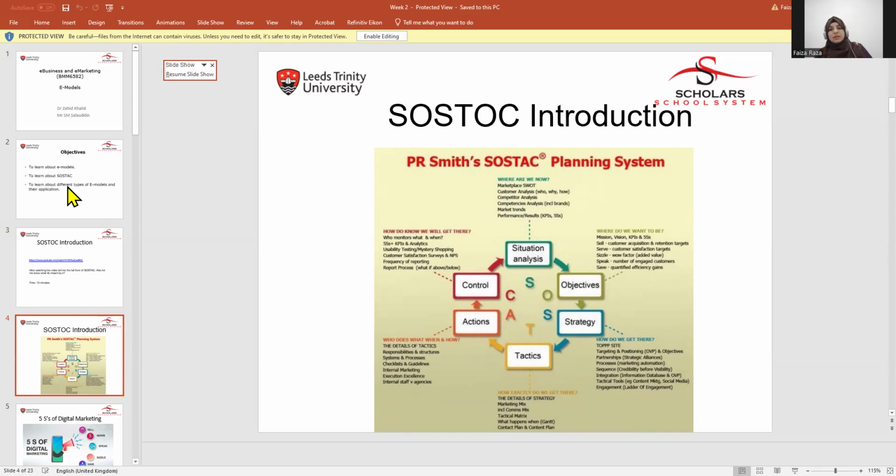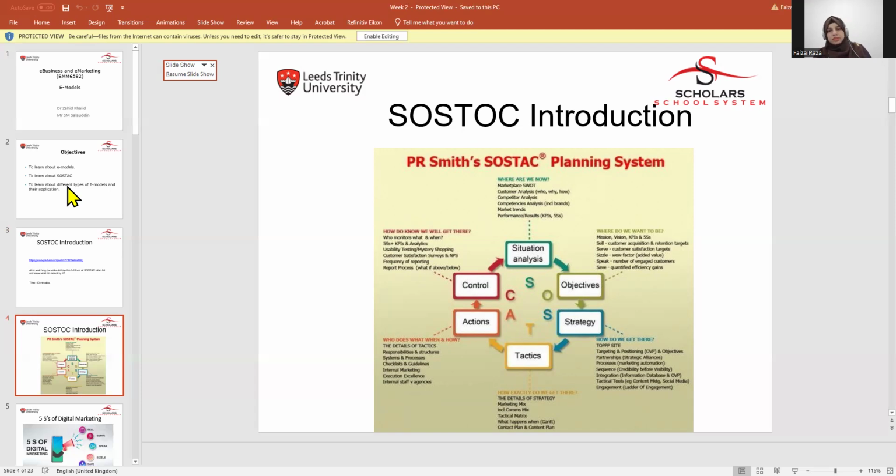So basically, S stands for situation analysis. The questions are: where are we now? The marketplace, SWOT analysis, customer analysis (who, why, how), and then the competitor analysis and competencies analysis, which is basically for brands. Then the market trends, and then the performance or results analysis, or you can say KPIs or 5S as well.